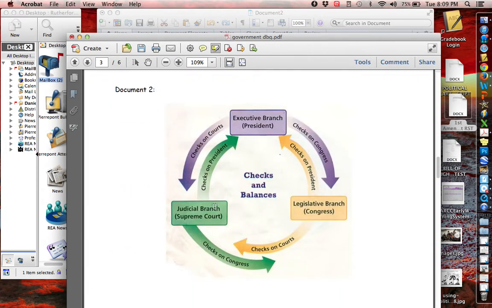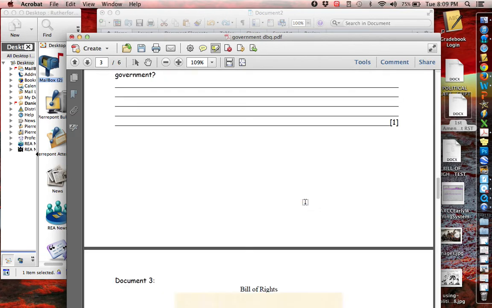Looking at another document. Here we go, checks and balances. We looked at that in class. There's another way that you see the power being split. The executive branch can check on the legislative branch, which can check on the executive branch, and so on. I'm not going to go over it in great detail because we did that in class already.